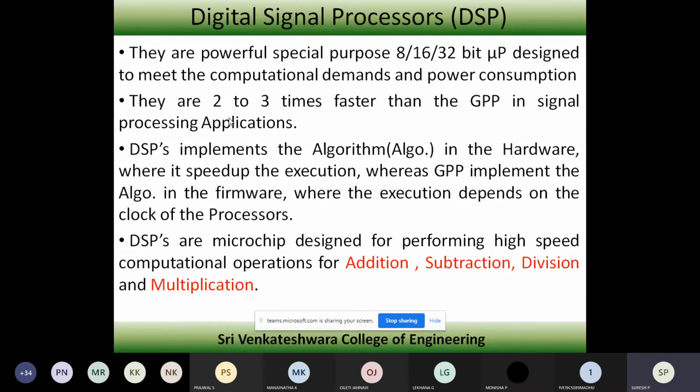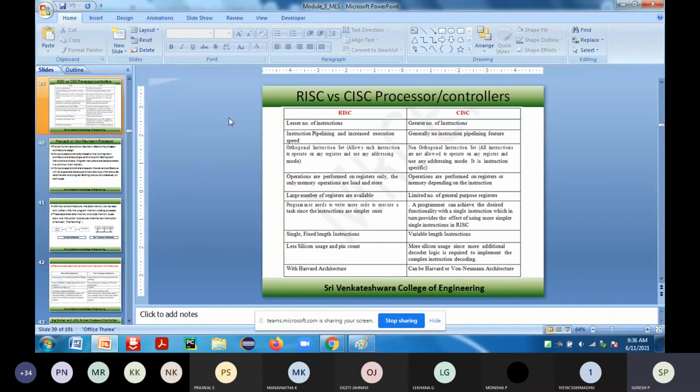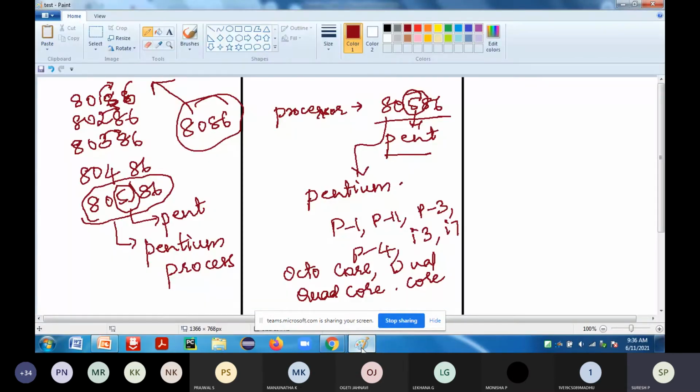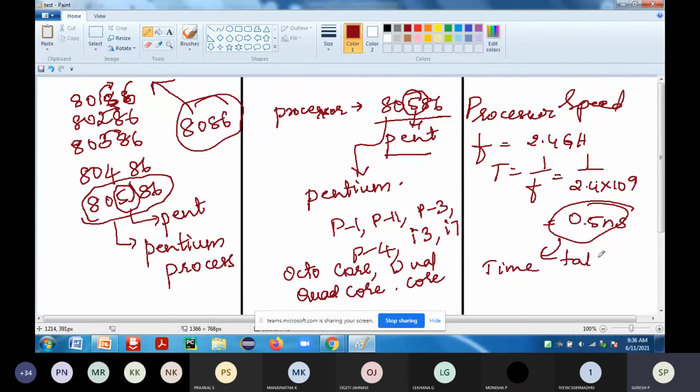Already I have explained how it is dependent. If you take the processor speed, for example, the processor speed is always calculated in terms of frequency. If the frequency is 2.4 gigahertz, the time taken will be 1 by f, which is 1 by 2.4 into 10 raised to 9. That is the same example I am giving, don't worry about that. So it is nothing but about 0.4 nanoseconds, that is the time taken to execute one instruction.